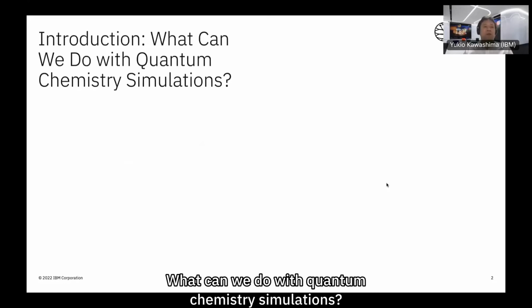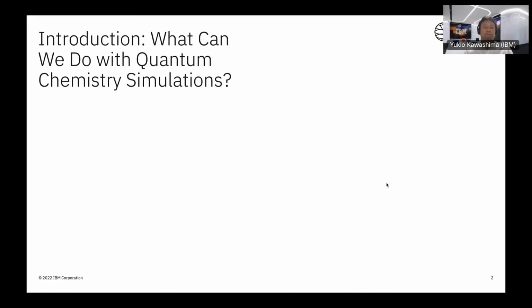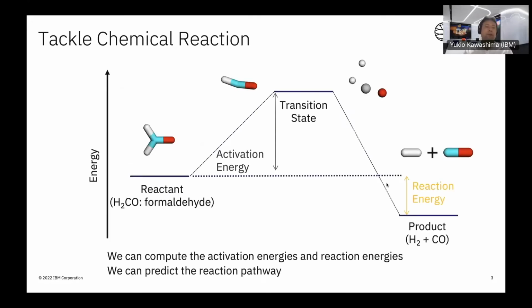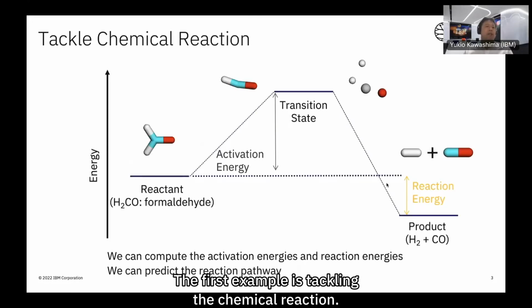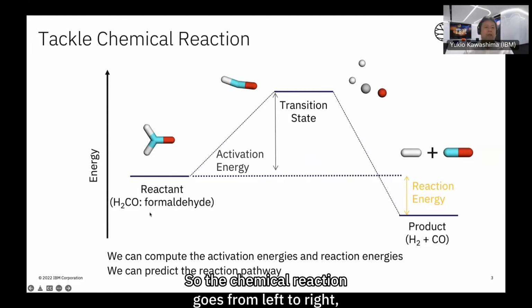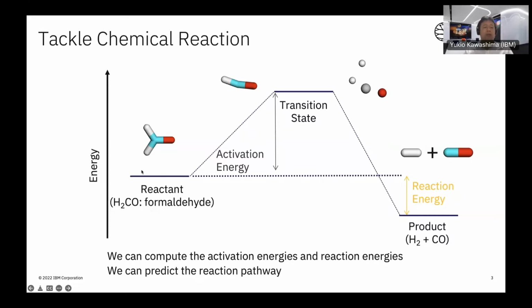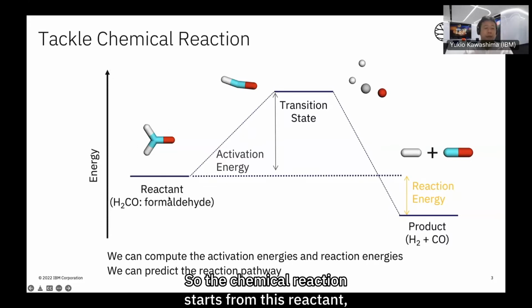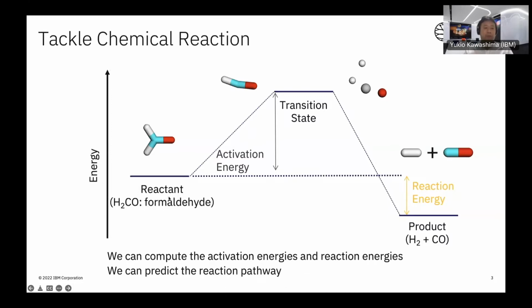What can we do with quantum chemistry simulations? The first example is tackling the chemical reaction. The chemical reaction goes from left to right, and the vertical axis is showing the energy. So the chemical reaction starts from this reactant formaldehyde molecule, and it goes through the transition state and ends at the product. The product here is the hydrogen molecule and the carbon monoxide molecule.